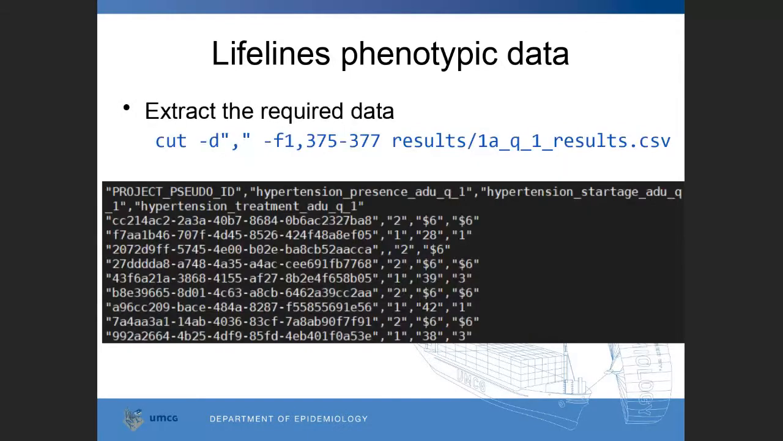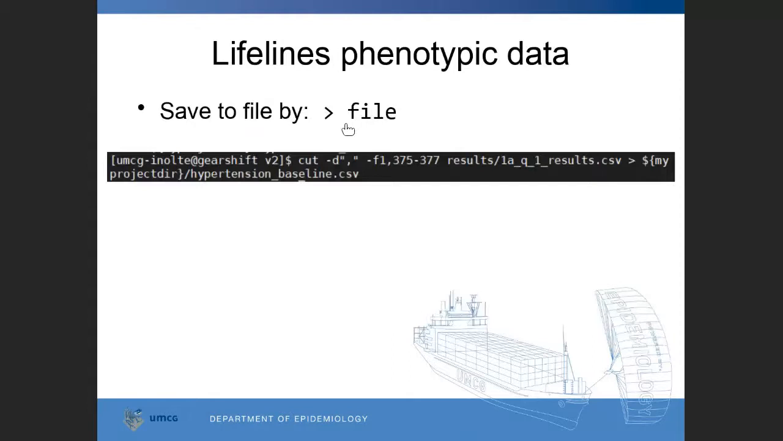So then this command gives you a result on screen. You can save it to a file by adding this redirection sign and then the file name to your command. So if you do the cut command and then save it to a file, then it will do this redirection and indicate a file. Then the results of this cut command will be saved to this hypertension baseline file.